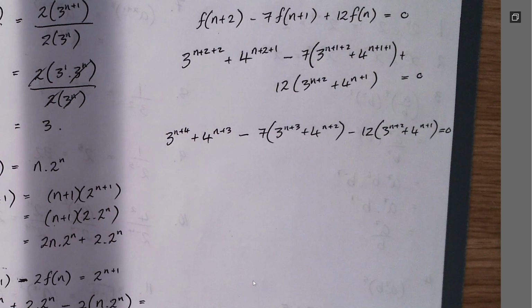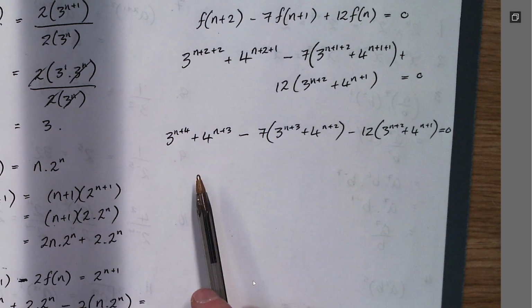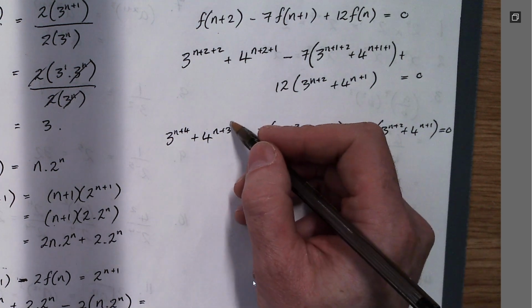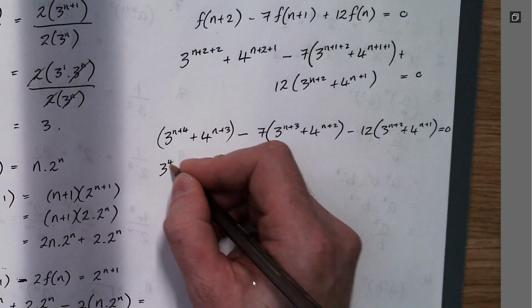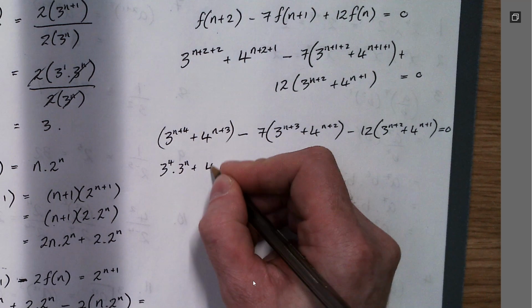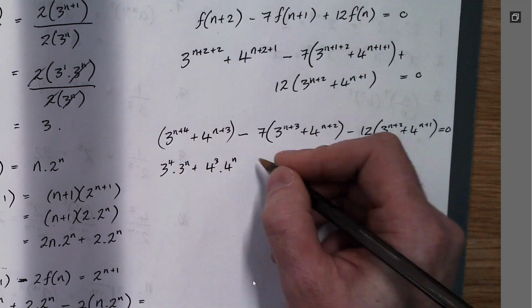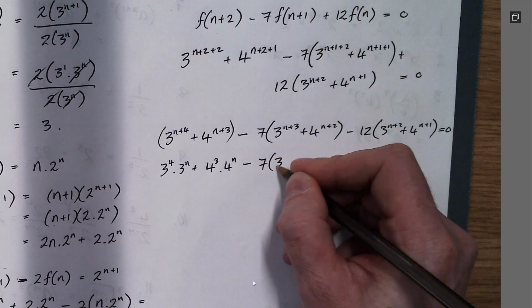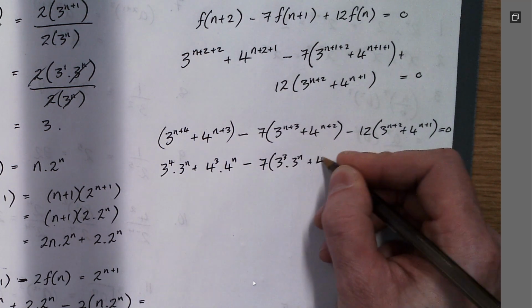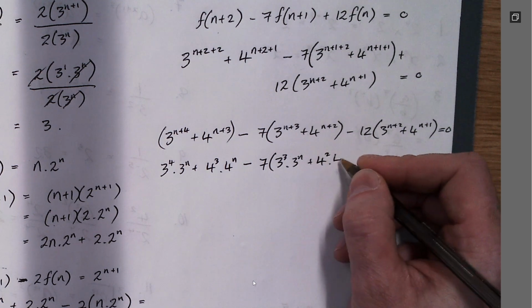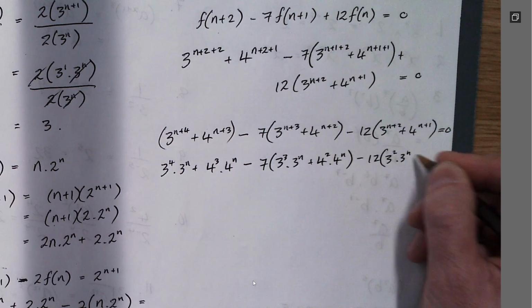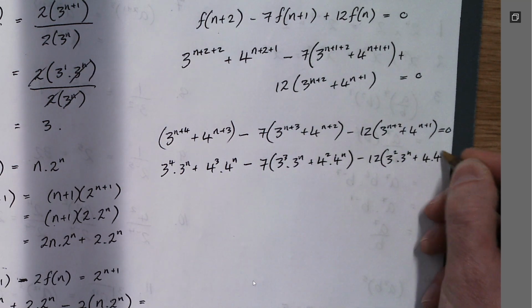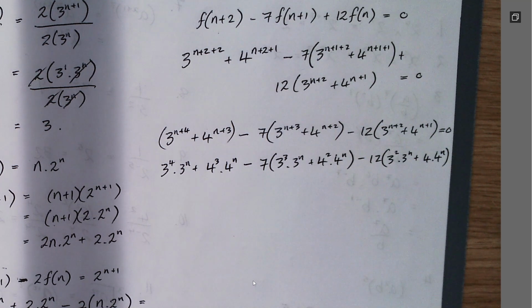Do you get all of it, or am I repeating myself? All right. Okay. So we write this as 3 to the power of 4 times 3 to the power of n plus 4 cubed times 4 to the power of n, minus 2 times 3 cubed times 3 to the power of n plus 4 squared times 4 to the power of n, minus 2 times 3 squared times 3 to the power of n plus 1 times 4 to the power of n. And again this is equal to 0.